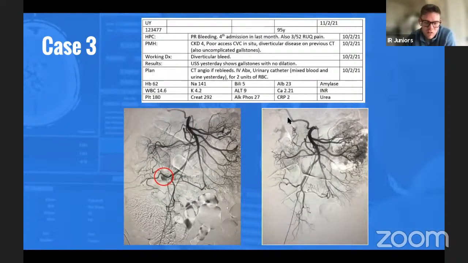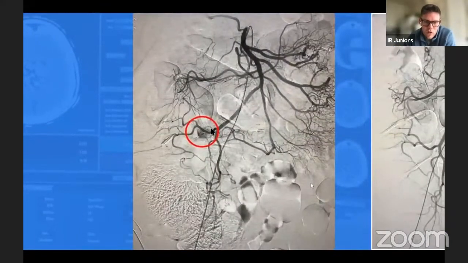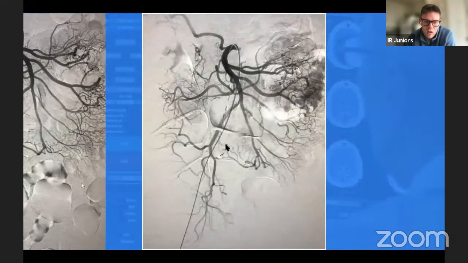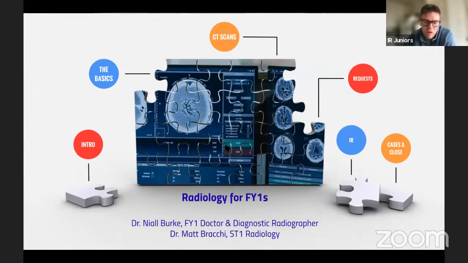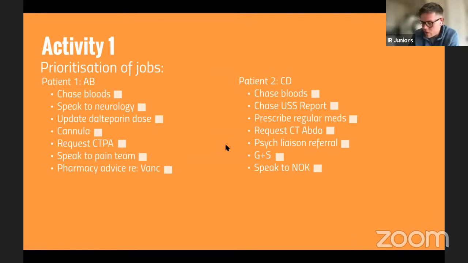So these are obviously images taken from an online case report, completely separate, but this shows the angiogram with some contrast leak out of the vessels, and another one with some coiling in that area, which is used to control the bleeding. So that's one of the cases, or a similar case, that you may find yourself referring to IR in the future.